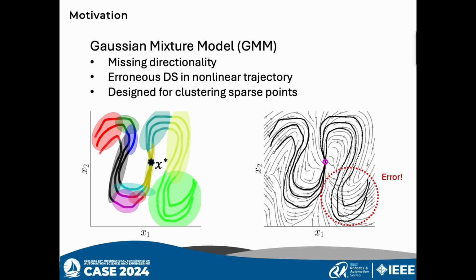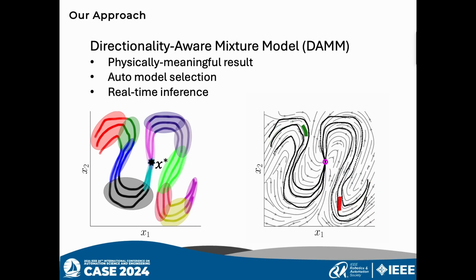To tackle this problem, we propose our approach, Directionality-Aware Mixture Model, also known as DAMM. In this same example, we see our model is capable of producing three distinct Gaussians in the bottom right region. As a result, the reproduction is much more accurate and consistent with the original demonstration.